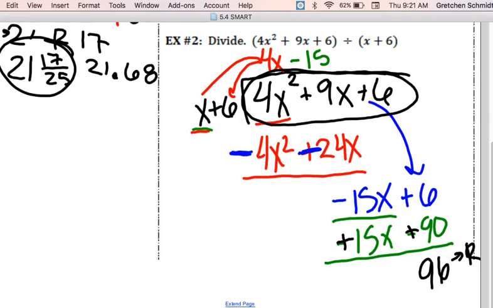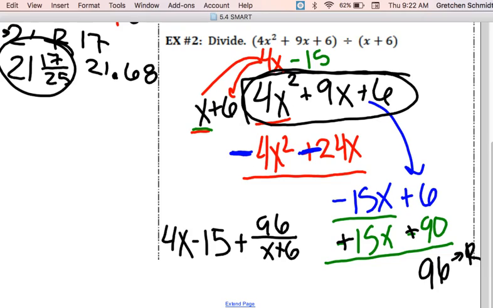So if it's not a factor, the only thing I'm going to look for is, okay, where's the answer? In a division problem, where's the answer? At the top. So our answer is 4x minus 15. And then we're going to write our remainder as a fractional part. So it's plus 96, because it's a positive 96, over x plus 6.